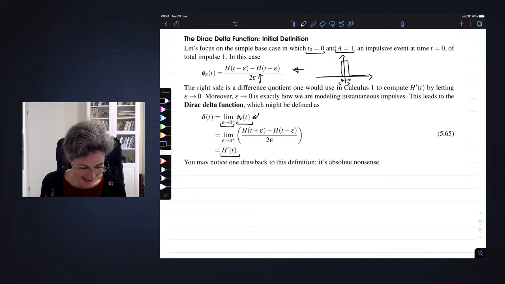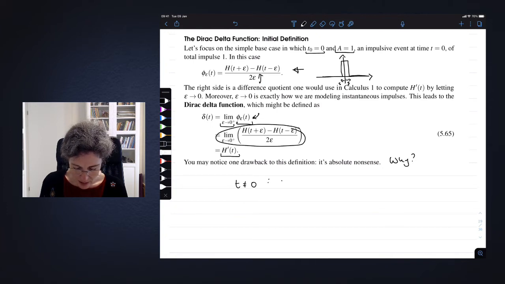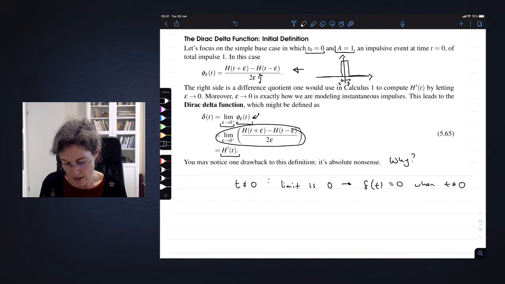So why is it nonsense? Well, the problem over here is that when t is not equal to 0, our limit here is defined. So that gives us a delta t equal to 0 when t is not equal to 0. So that's fine. That's what we want. Remember, we're trying to design a function that does this.